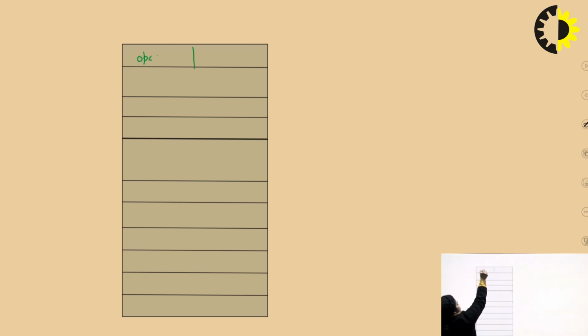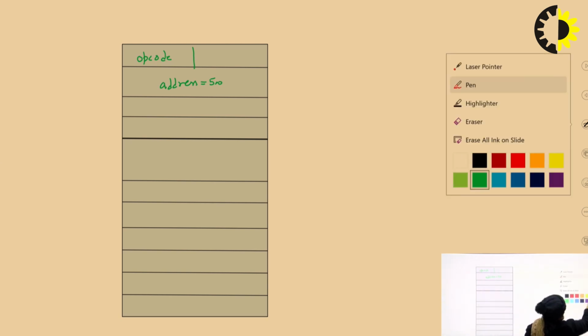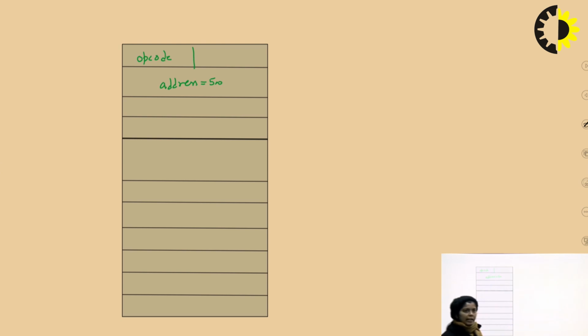The first word is opcode, next is the mode and instruction address. That instruction address is actually 500. Fine. Address instruction is 500. So you can get here opcode, mode and instruction. This instruction is what? Load to AC. This is the load to AC.